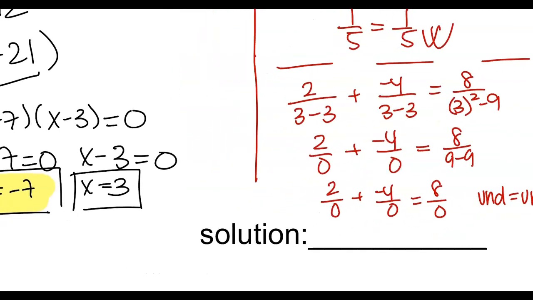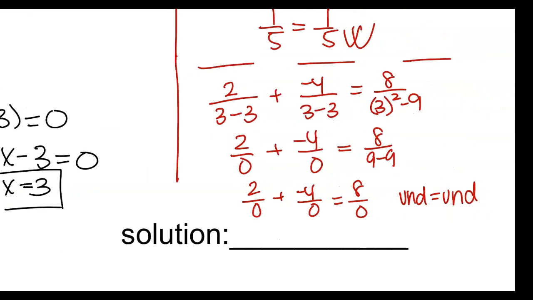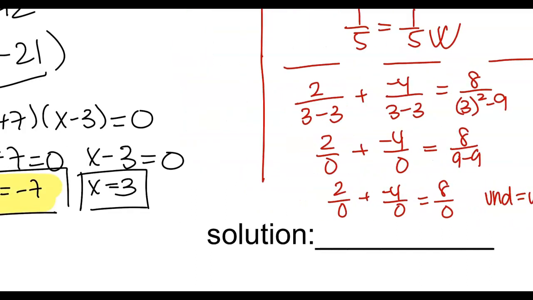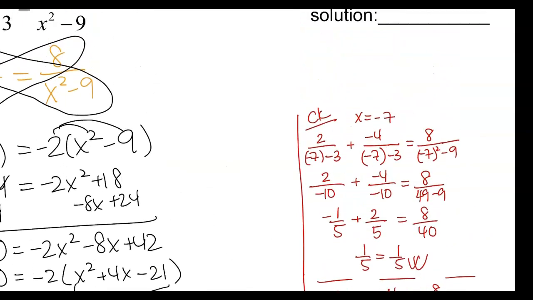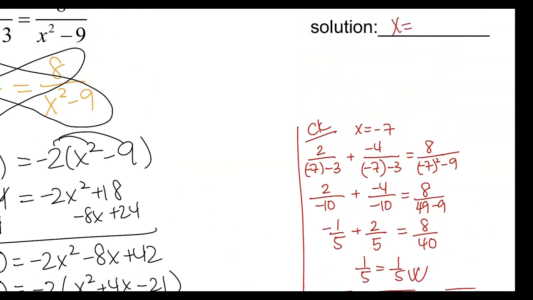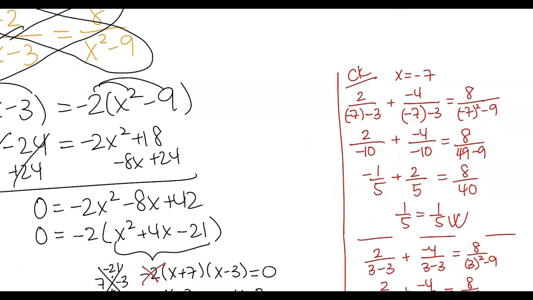So what I'm going to do over here for 3, yes, I know that undefined equals undefined. It's the same, but it doesn't exist. It's not defined by definition. So over here to the side for x equals 3, I'm going to label this as extraneous, and I'm only going to use at the top of the page x equals negative 7 as my solution. So up here, x is going to equal negative 7. That is your only solution for this question.